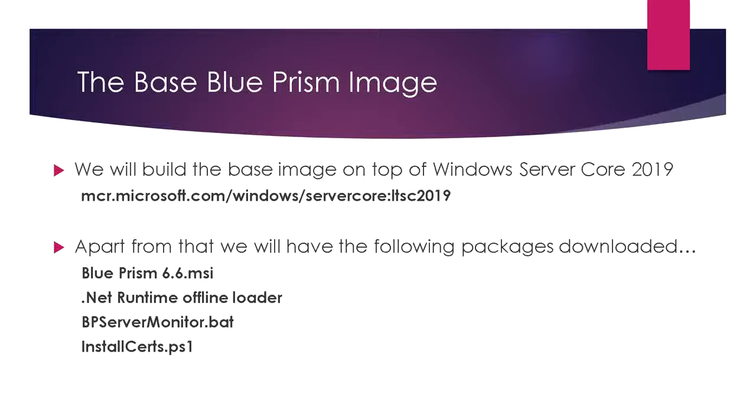So let's get started with the base image first. As I told you earlier, we'll be using Windows Server Core 2019 to build this image. So we'll be using that as our base image. And on top of that, we'll be installing .NET Runtime first, and then we'll be installing Blue Prism 6.6 MSI. And finally, we'll copy a few scripts that I have created to install the certificate and to monitor the services. The scripts will be available in my GitHub account. Okay, so let's get started.